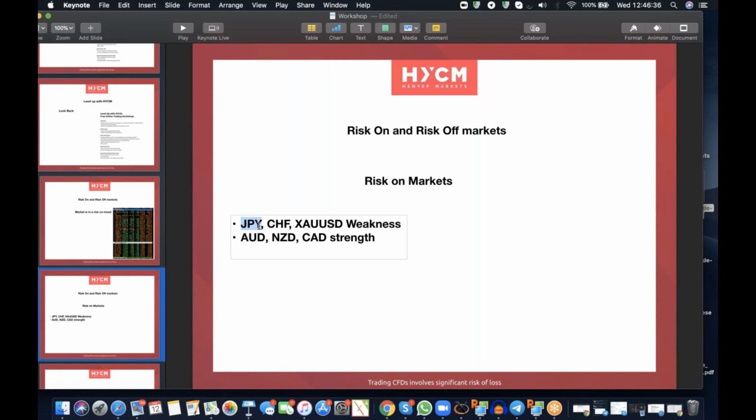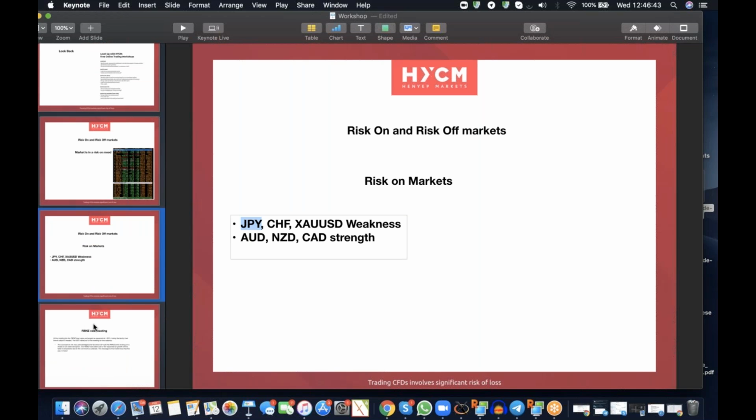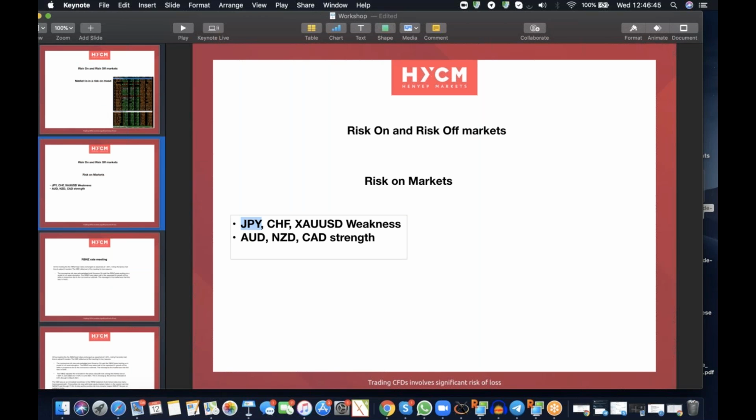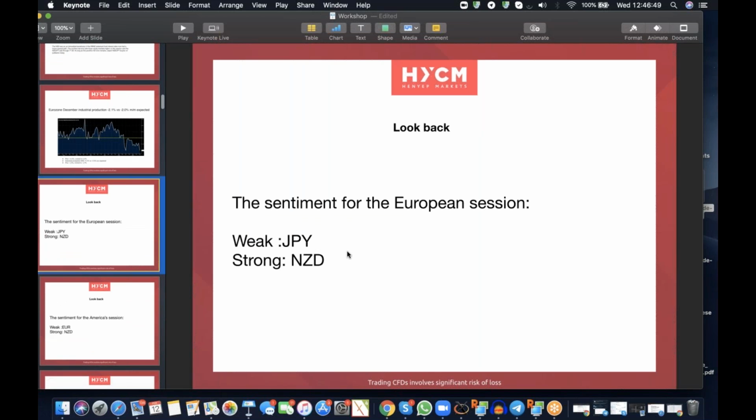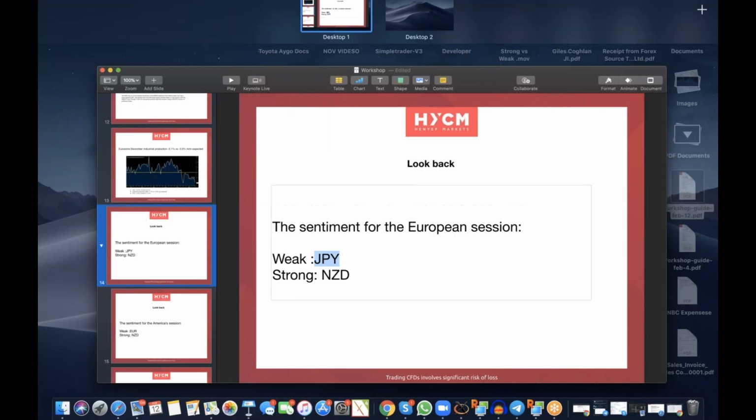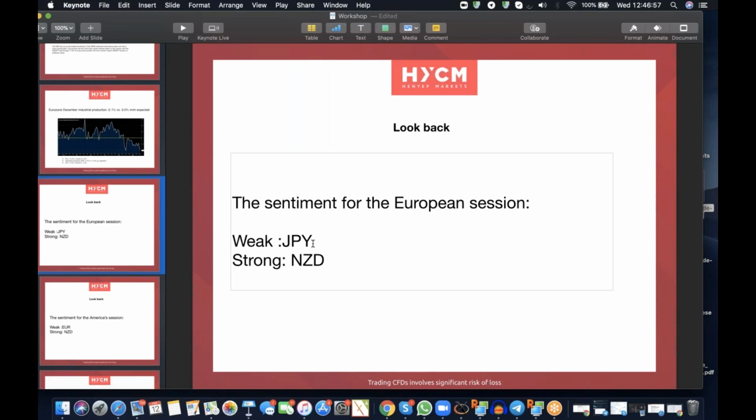And the Japanese yen is weak because you see outflows on risk on days, okay? People don't want the yen on a risk on day. That's the day it becomes weaker. So the sentiment for the European session is simply this. We have a weak yen and a strong New Zealand dollar. A weak yen and a strong New Zealand dollar.